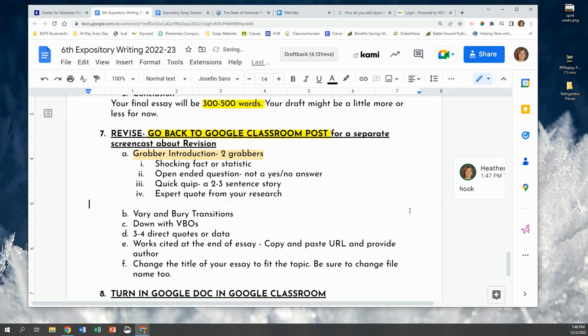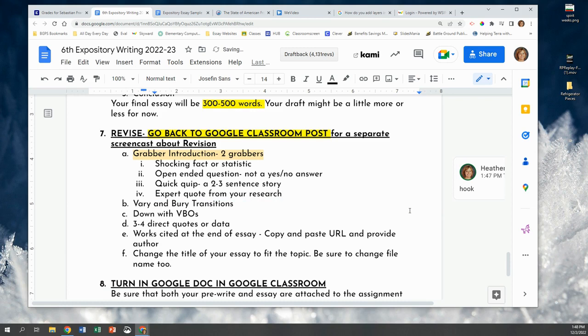You're going to finish your introduction paragraph with your topic sentence. It's not one of the grabber examples, so I'm glad I was able to catch that. You're going to then go through your essay and vary your transitions. I'm going to talk about that, and I'm also going to talk about the rest of these things. So let's get started by talking about a grabber.